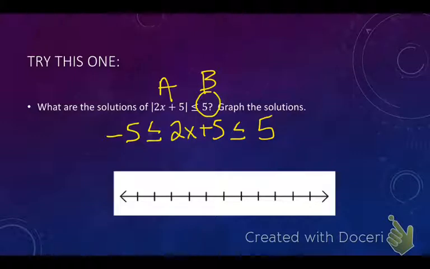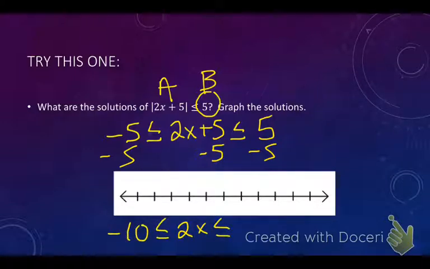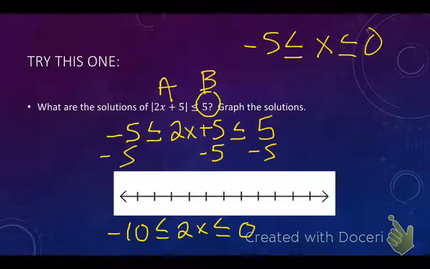Then I'm going to solve. You can split it up, or you can just solve it. So subtract 5 from all sides. Negative 10 is less than or equal to 2x, which is less than or equal to 0. Divide both sides by 2, you get negative 5 is less than or equal to x, which is less than or equal to 0. So when I graph that, I get 0, negative 5, line between them. That's my and, not or.